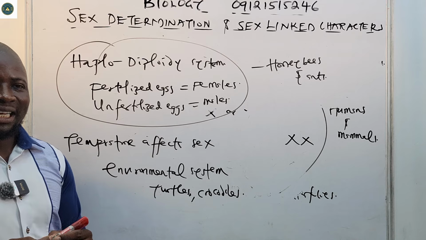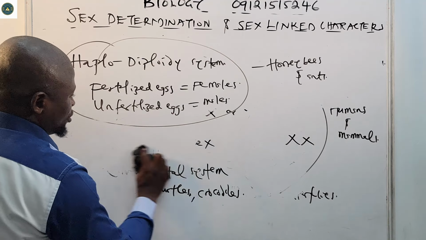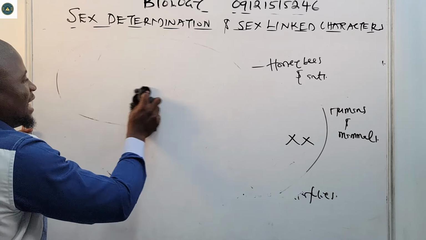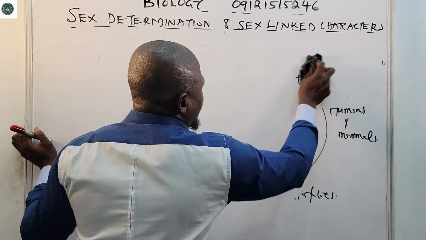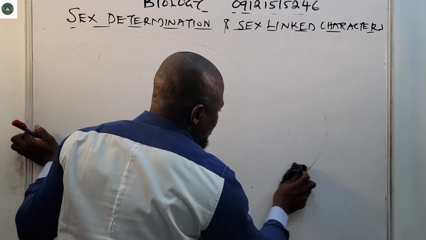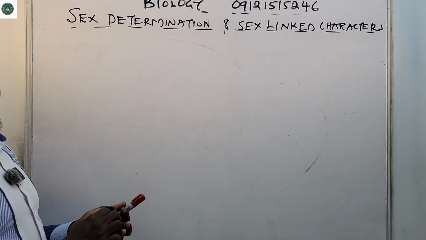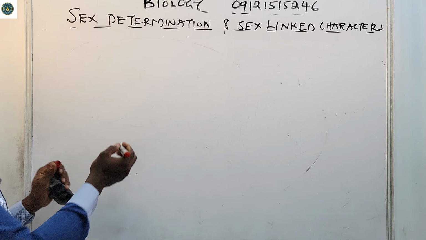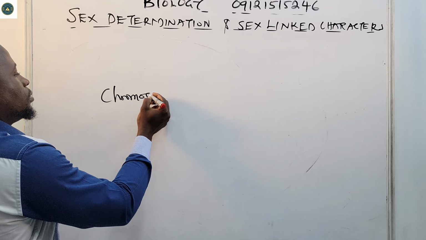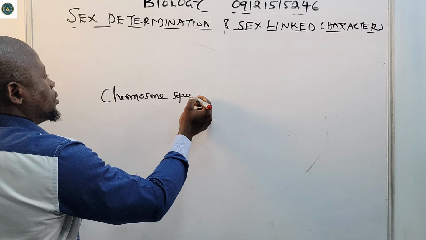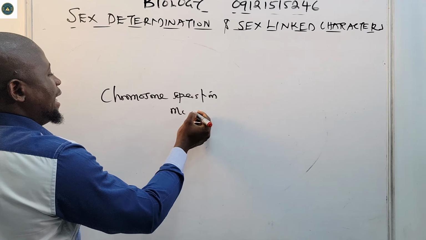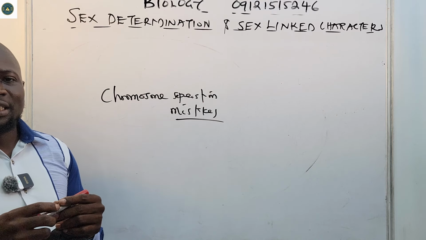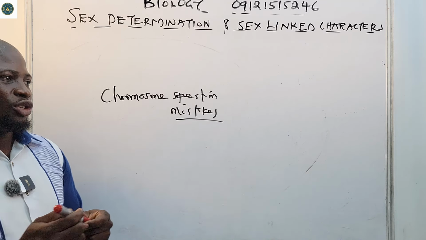We also have disorders of sex determination. During chromosome separation, sometimes mistakes happen, and this leads to some disorders in sex determination. One of these disorders is Turner syndrome.